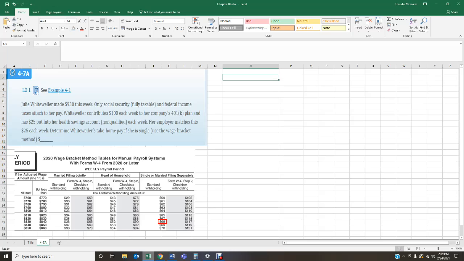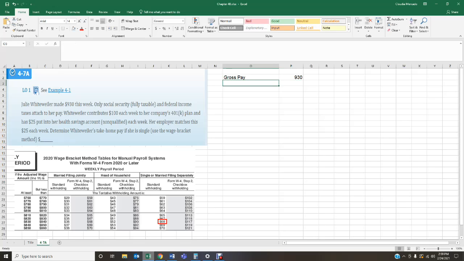There's a lot of information included in the problem, and then they give you some additional information that does not even pertain to her calculation of her gross pay. It's just to throw you off. Okay? So, let's start off with her gross pay. How much did this employee earn this week? This week, this employee earned $930.